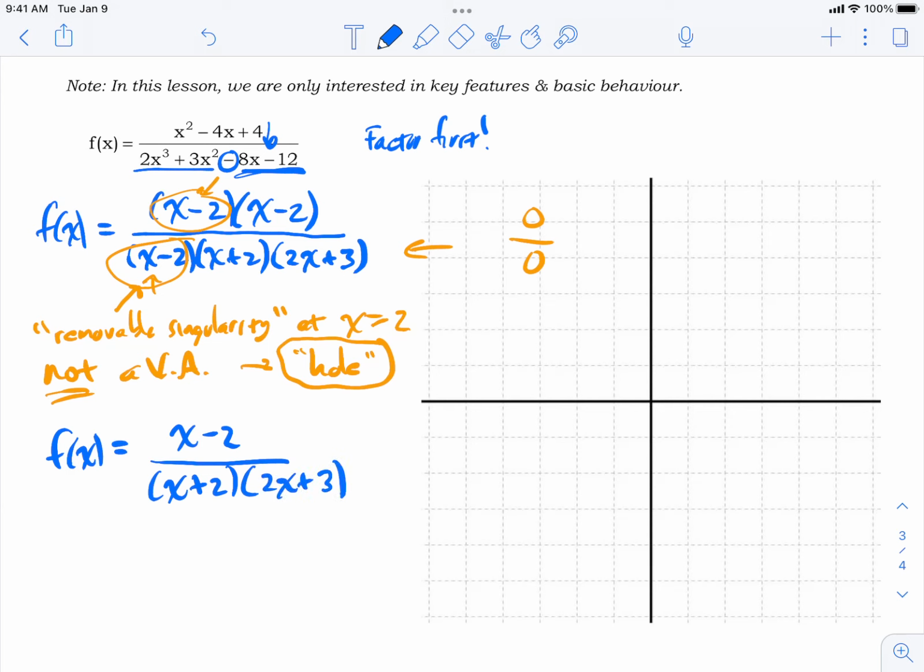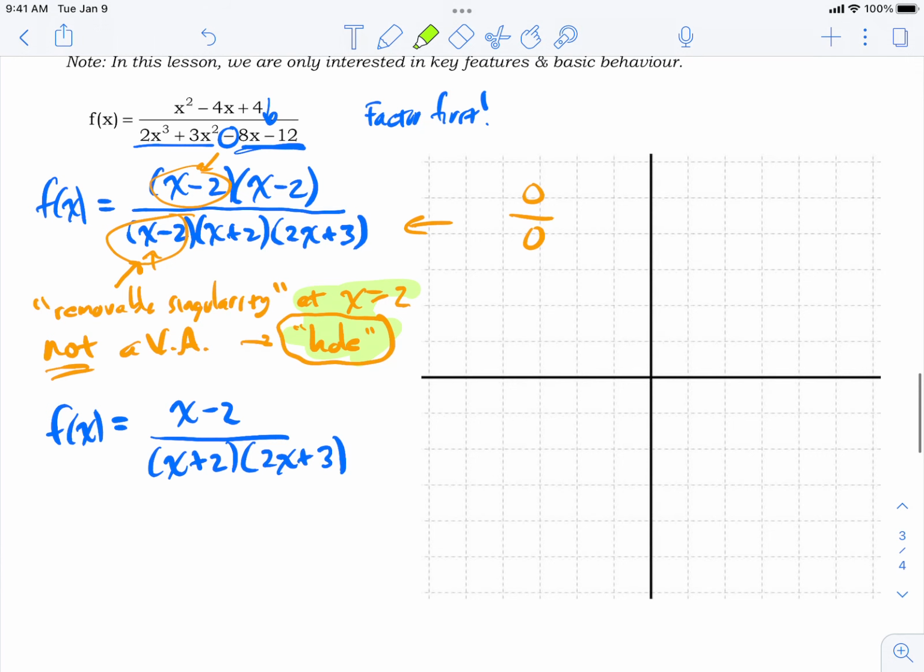And note that there's a hole at x equals 2. Well, I'm not going to write it again. Just keep that in mind. At x equals 2, we have something called a hole. I'll show you what that looks like on the graph when we get to it, which won't take long.